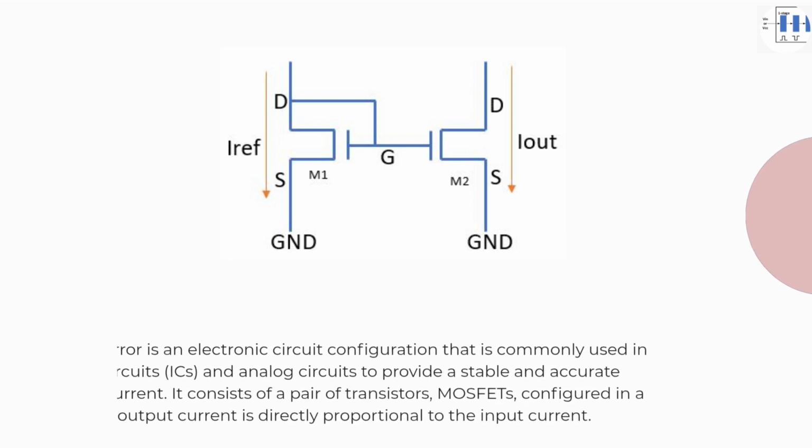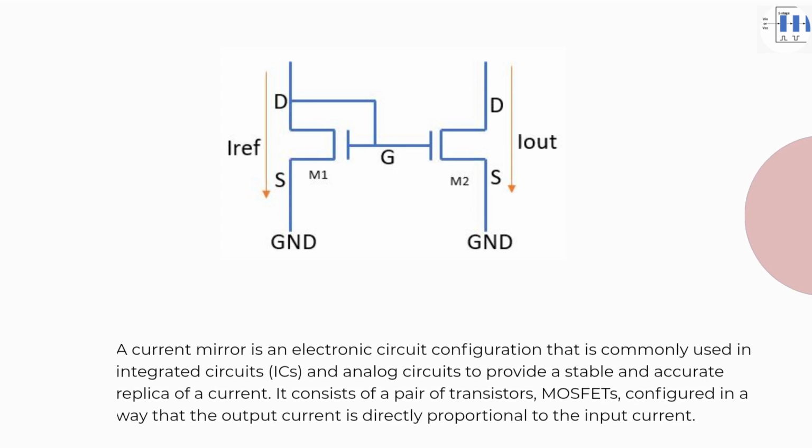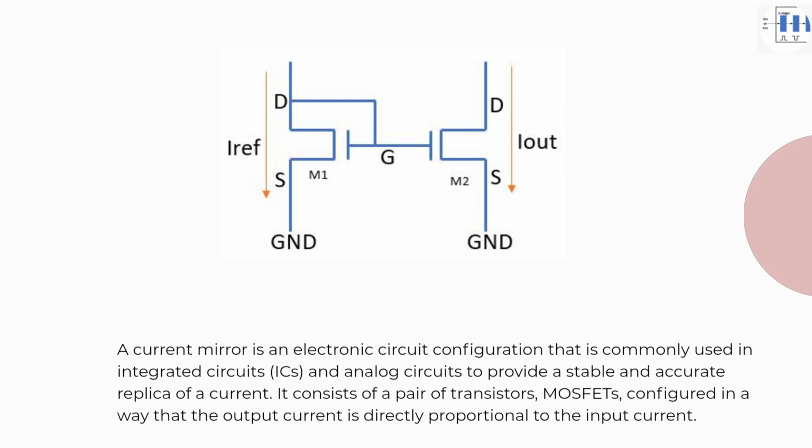A current mirror is an electronic circuit configuration that is commonly used in integrated circuits (ICs) and analog circuits to provide a stable and accurate replica of a current. It consists of a pair of transistors, MOSFETs, configured in a way that the output current is directly proportional to the input current.